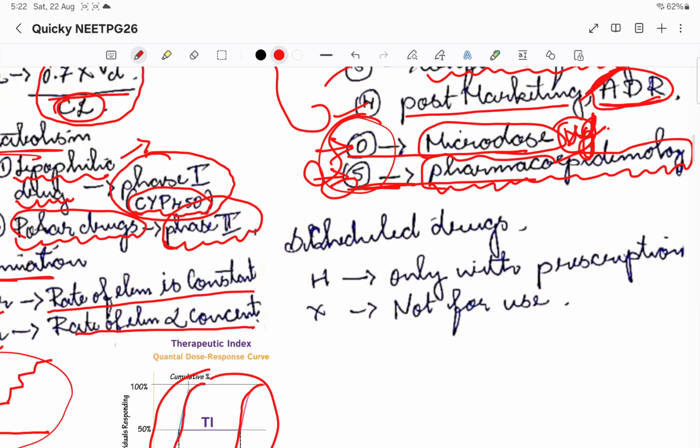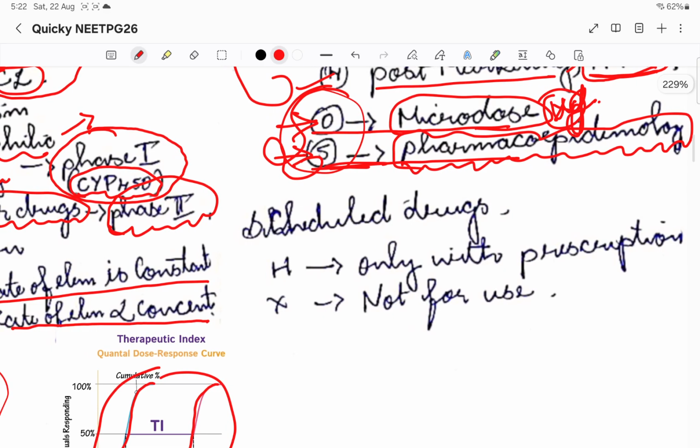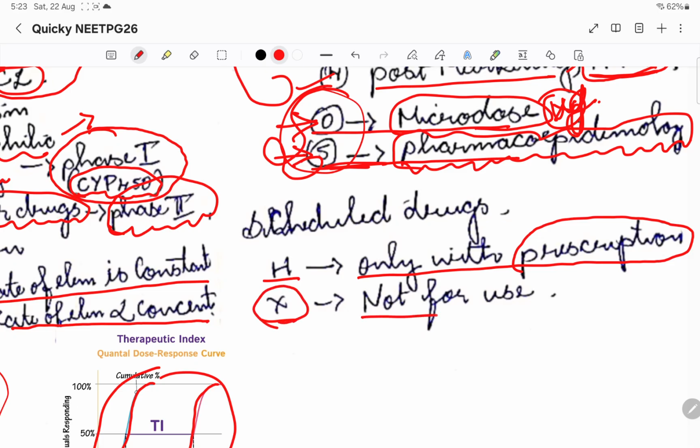Then there are many schedules of drugs. Schedules are nothing but the rules that the government or the drug company puts up with respect to that particular drug. Two main ones are schedule H drugs and schedule X drugs. Schedule H drugs can only be got from the pharmacy through prescription. Then schedule X drugs are drugs that have been banned and are not for use. So these are the two types of schedule.